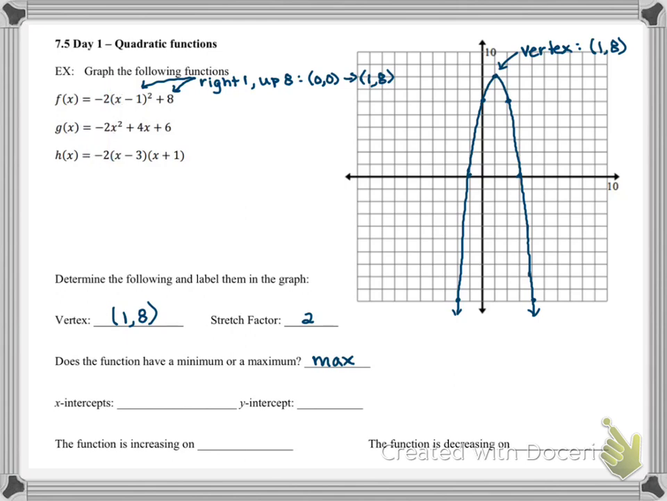What are my x-intercepts? Good. And where do I see those? Which form of h, right?